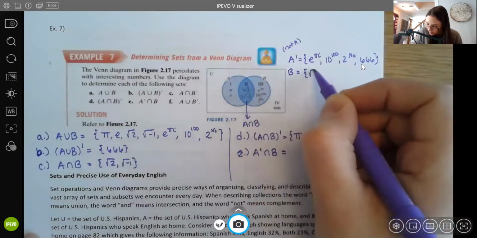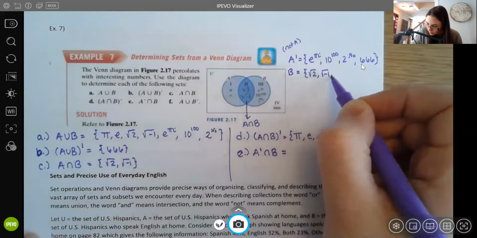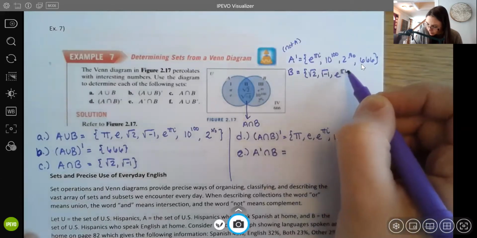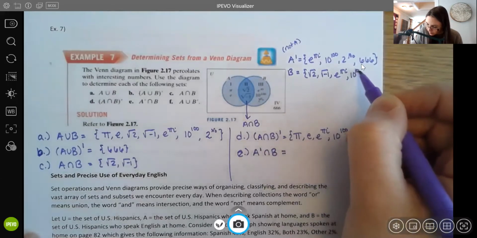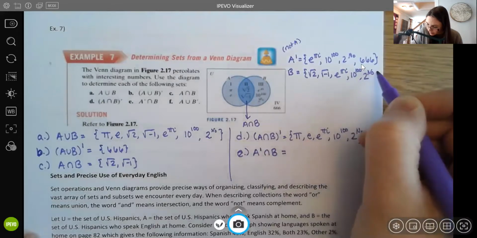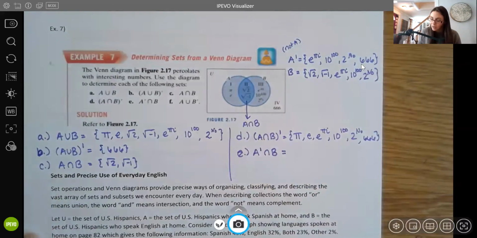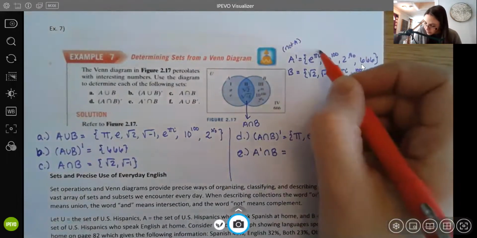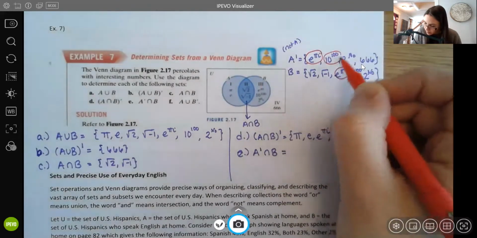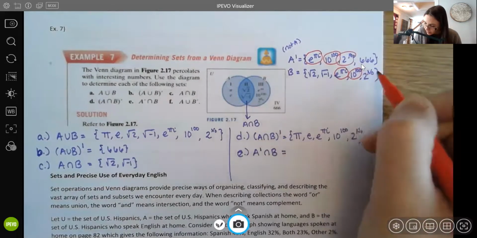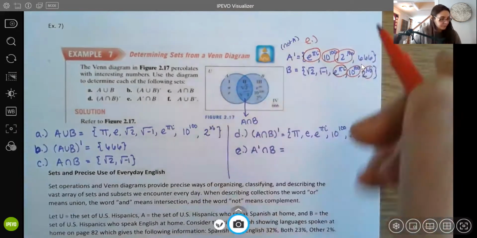All right, so in set B, I have the root 2, the root negative 1, and then these values here. And I want the intersection, so I want the ones that are in common here. So I see I have 1, 2, and 3 things in common.